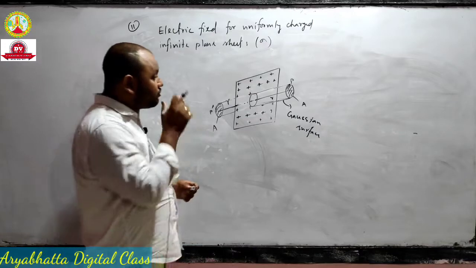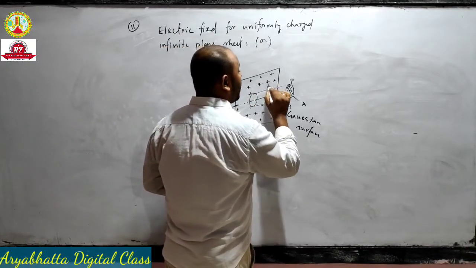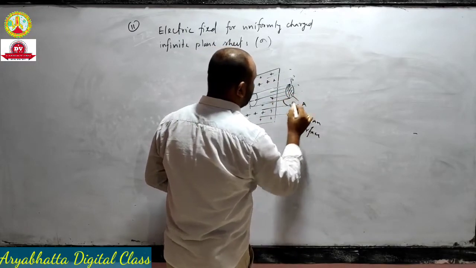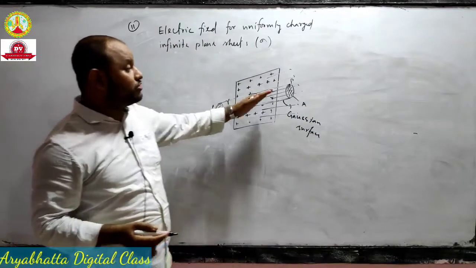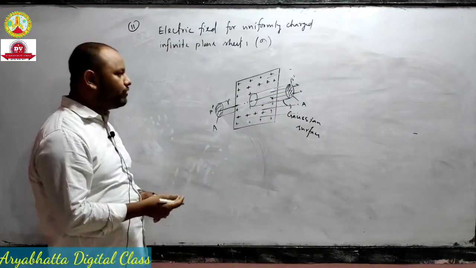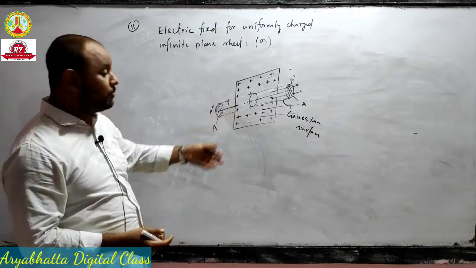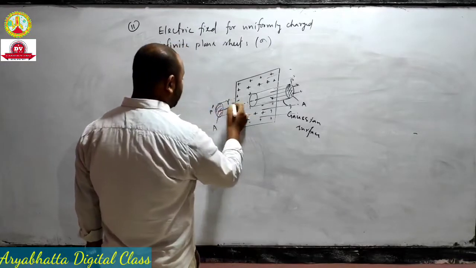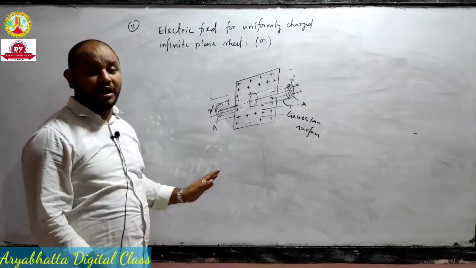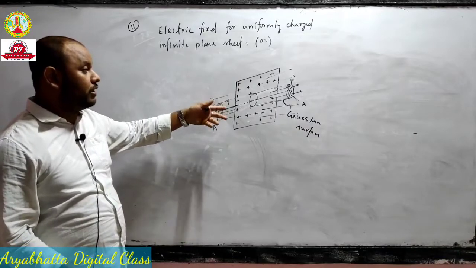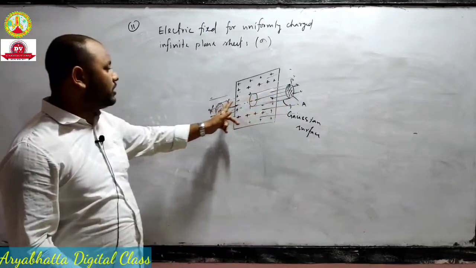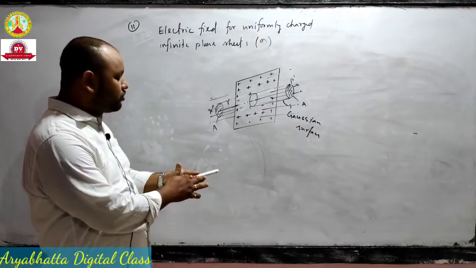So here the electric field lines will be emerging like this. The electric field lines will pass through the flat surface. No field line will cross the curved surface. On the left side also, the electric field lines only pass through the flat surface. That is why the curved surface will contribute zero flux. Only the two flat surfaces of the cylinder will contribute some flux.